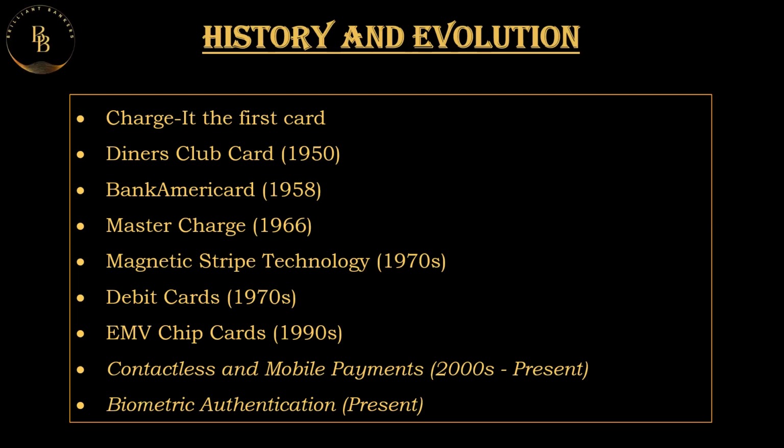So what are these contactless and mobile payments? These started in the 2000s and it is still on. It's also the case of biometric authentication. So contactless and mobile payments. The 21st century saw a rise of contactless payments like near field communication, NFC technologies, for quick and secure transactions, wherein a user can just tap his card and the payment is done, which you can see in RuPay cards nowadays also. And then comes the biometric authentication.